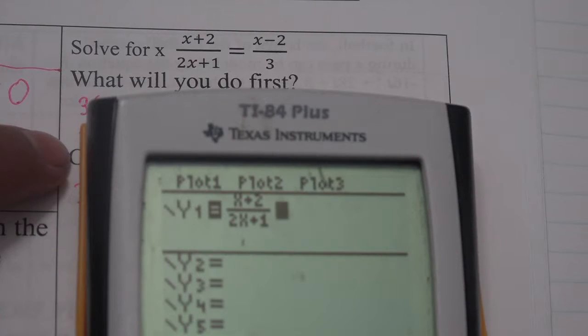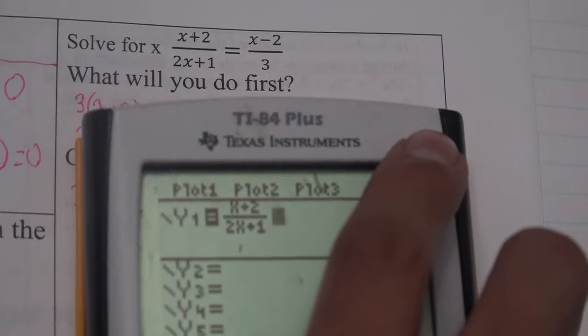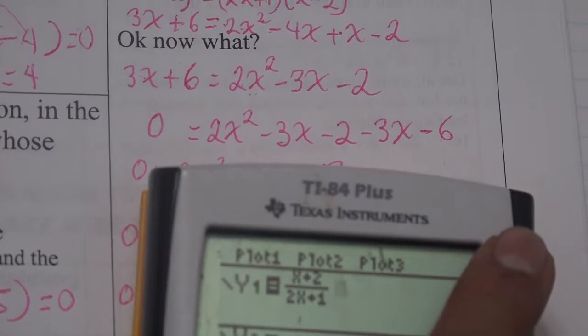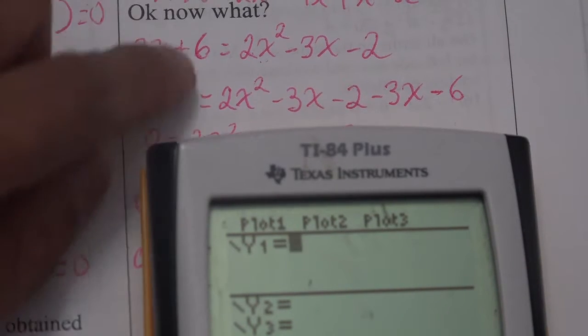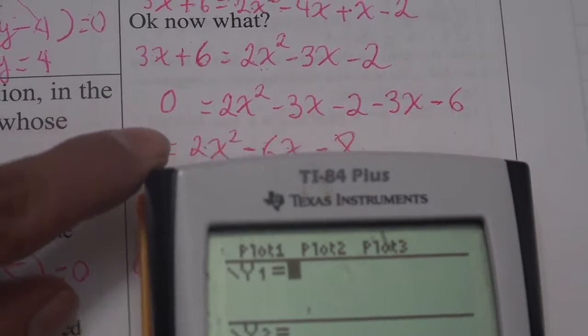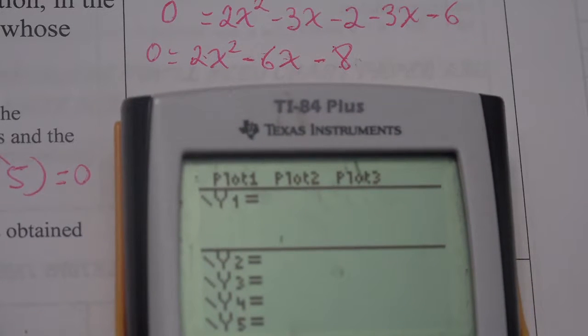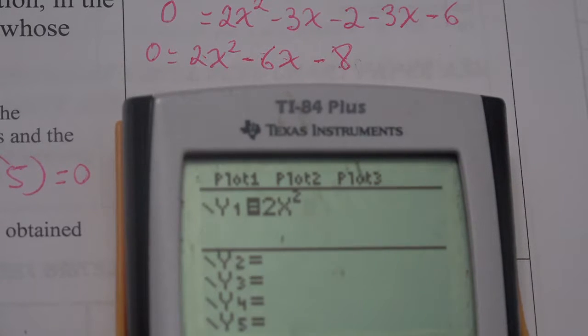Okay, let me see now. Nope, I cannot do it like that. I can't until the equation is equal to 0. Sorry, I mean, I can, but I'm not going to show you how to do it like that. Let's say I worked my problem out and now I equaled it to 0, and I added the like terms. So let me try to do this one. 2x squared minus 6x minus 8, and then I'm going to graph.